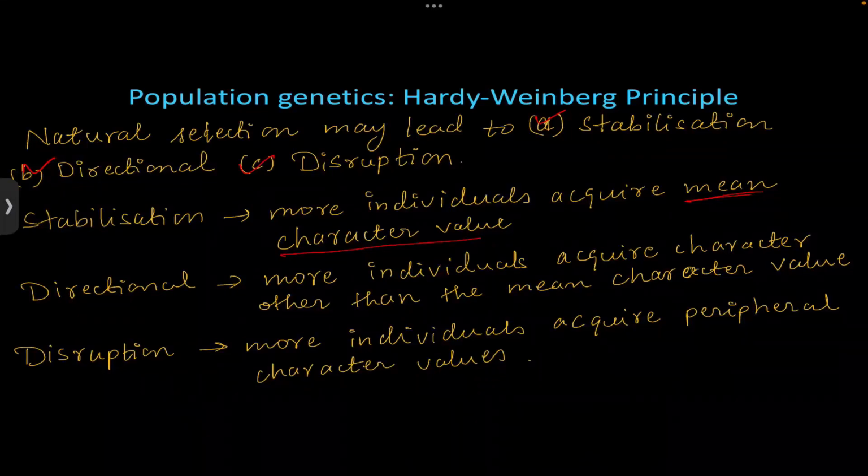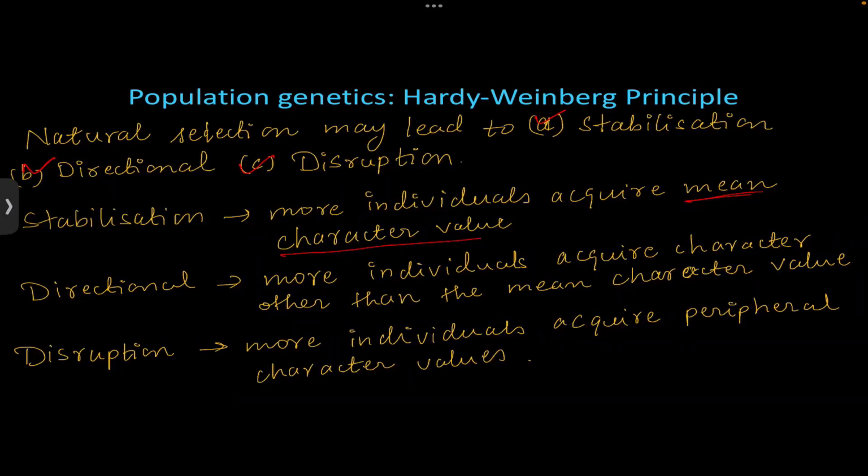Then directional. In the directional type of natural selection, more and more individuals in a population acquire a character which is not the mean character value. So if in a given population, all of the individuals have a food habit of eating fruits, but due to a particular natural event, fruits or plants are scarce in nature, then the food habit didn't remain the same. It will now move to another kind of food habit. So more and more individuals will acquire a food habit other than eating fruits. So this will be directional type.